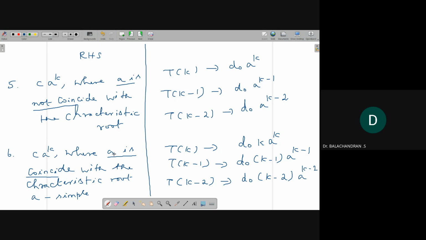C into a power k, where a coincides with the characteristic root, and a is a double root. A is a double root means here d naught k square a power k. Next d naught k minus 1 whole square a power k minus 1. Here d naught k minus 2 whole square a power k minus 2. If it is a triple root, then k cube, k minus 1 cube, k minus 2 cube. So that is the difference. Maybe I will write one more.